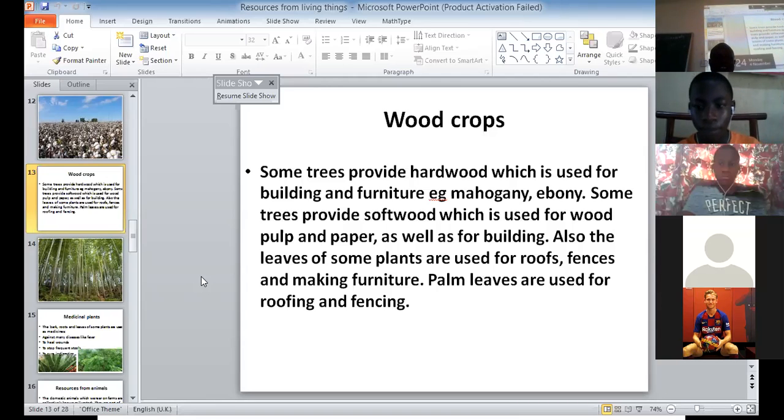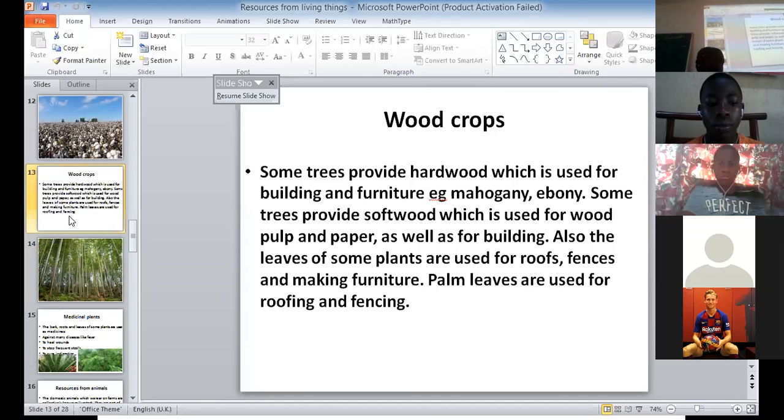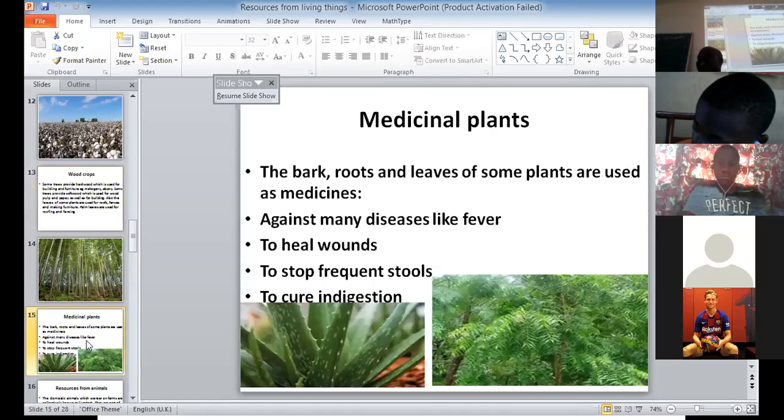All right. Now see example. Look at the wood crops here. Can you see them? So they can be used for furniture, for paper, and for roofing. No, this is not the next slide. This one is just a picture. Now, medicinal plants, that's where we stop today.